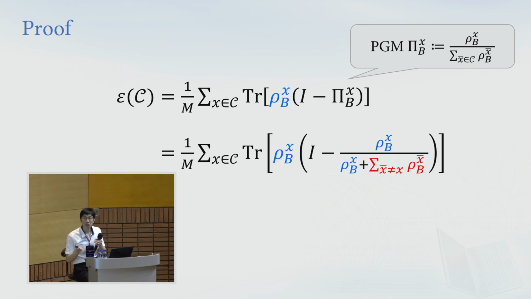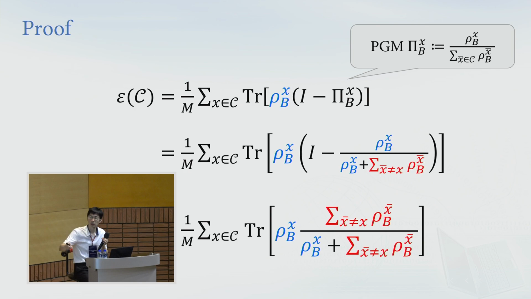Here I intentionally write the same state in the blue color, and in the denominator of the pretty good measurement, I split this sum into rho_B,x and the sum of all the other states x bar, indexed by x bar not equal to x, on purpose. Then you just calculate this identity minus this guy, and the numerator becomes this red part. So if we want to upper bound this error, we just need to calculate the trace for each x. Okay, so let's do that.